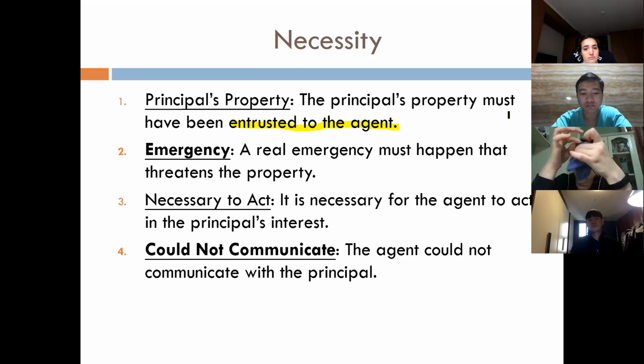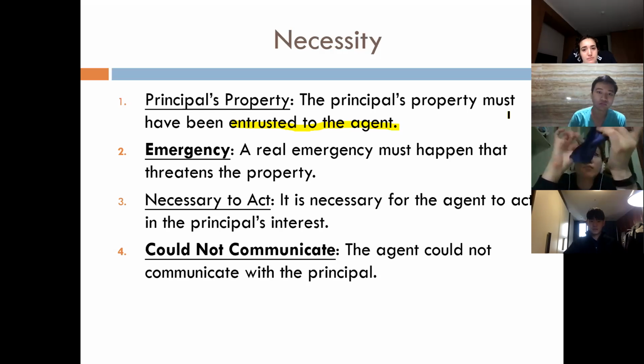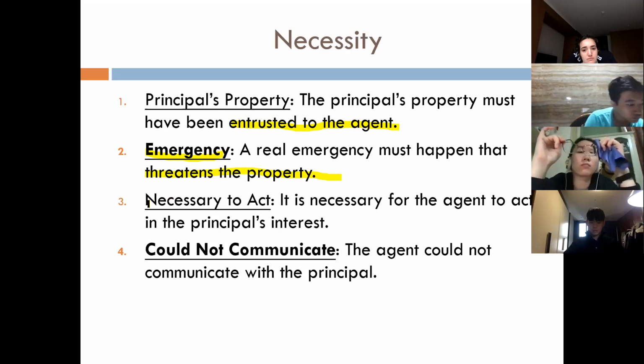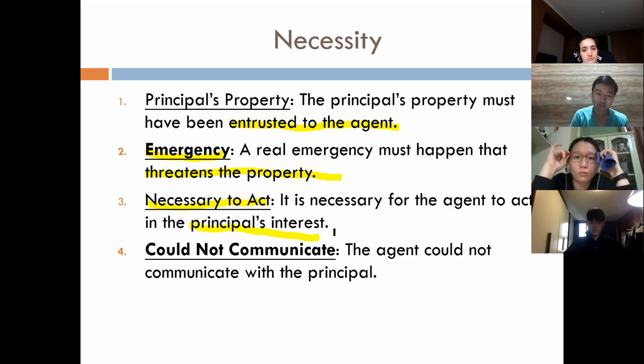Are you my agent? No. No, you're a criminal who broke into my apartment. You can't break into somebody's apartment, right? You're a burglar. But if I gave you the keys and said, please check it out sometimes, then I have trusted you. So number one, I trusted you with this stuff. Number two, there's some kind of emergency that threatens the property. In this case, it was a broken pipe. It's necessary to act in my interest.